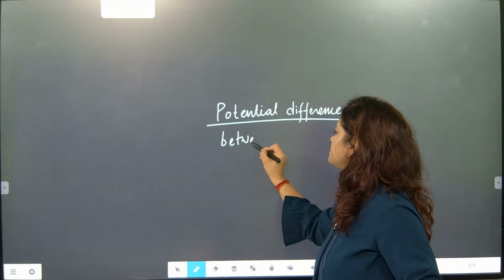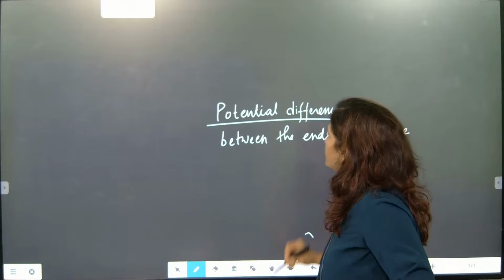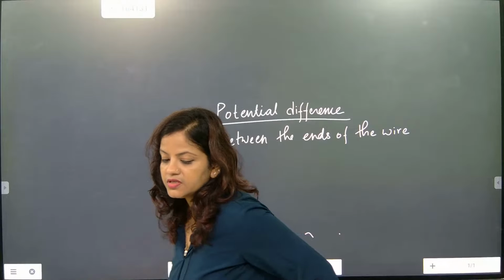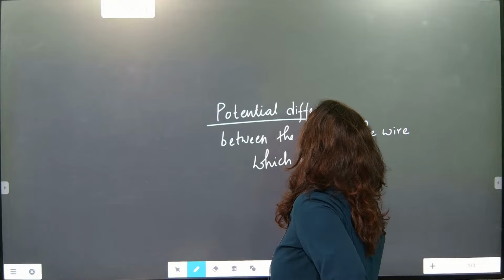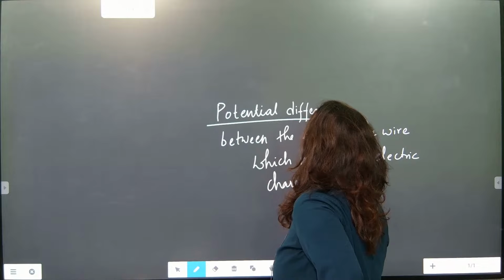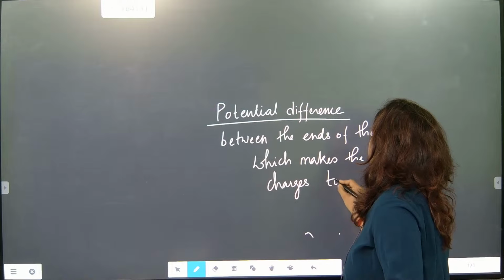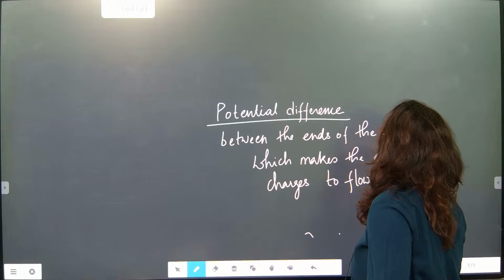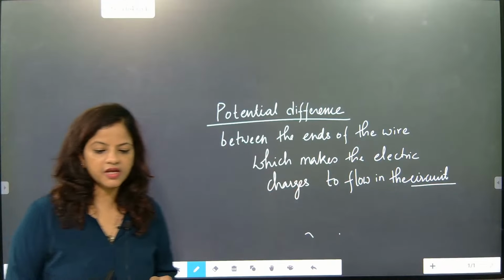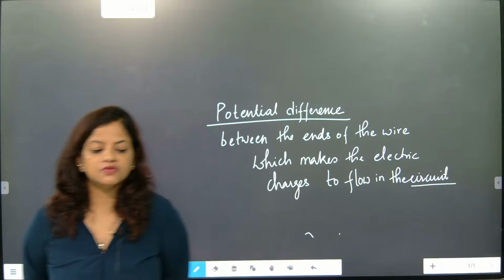Potential difference between the ends of the wire, which makes the electric charges flow in the circuit. That's the most important thing. Yes, Kavya, that's the correct answer. Because of this only the conduction of current is there.